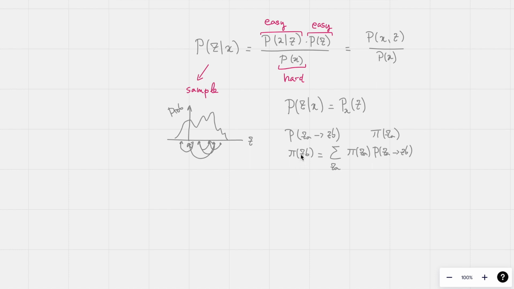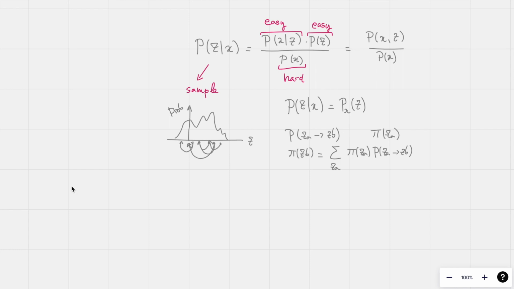So that tells us the correspondence between the stationary distribution, which we want to be that particular distribution here, and the process that we're going to invent that is going to have that particular distribution as its stationary distribution.